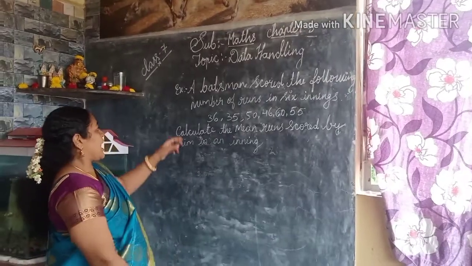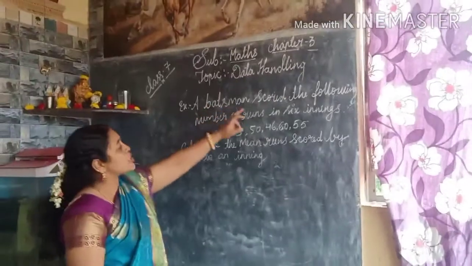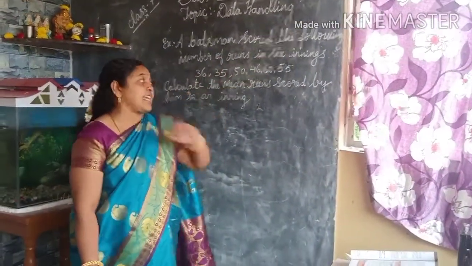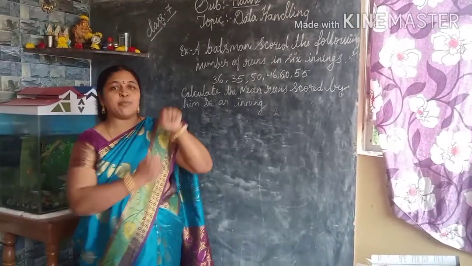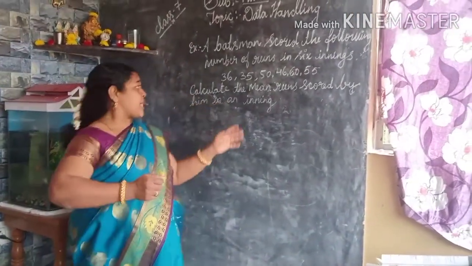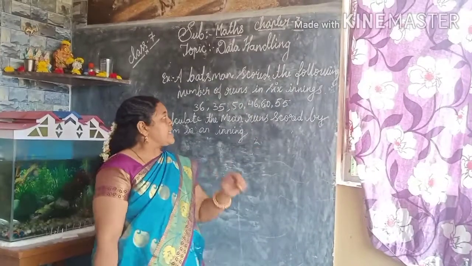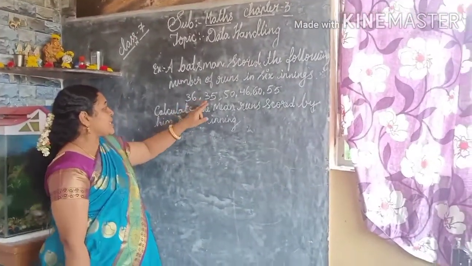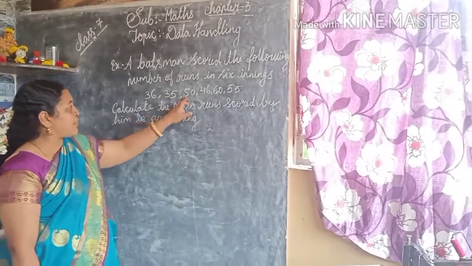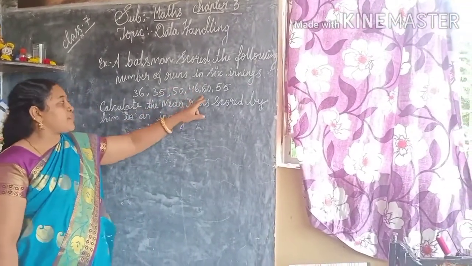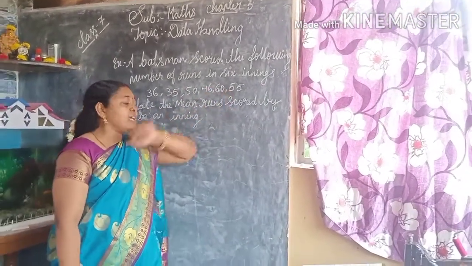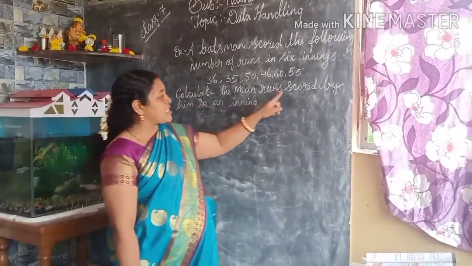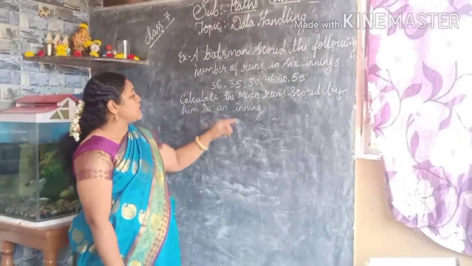Question here, children. Example: a batsman scored the following number of runs in 6 innings. We know about cricket much better, right? So he has played 6 innings. In the 6 innings, his scores are like this: in the first innings 36, second 35, third 50, fourth 46, fifth 60 and the last one 55. So our question is, calculate the mean runs scored by him in these innings.